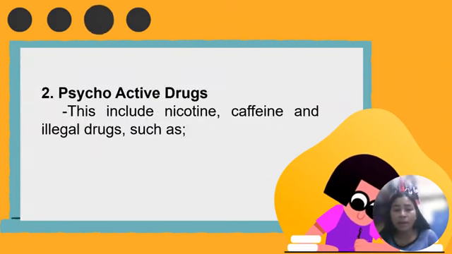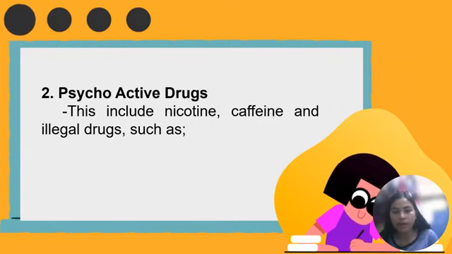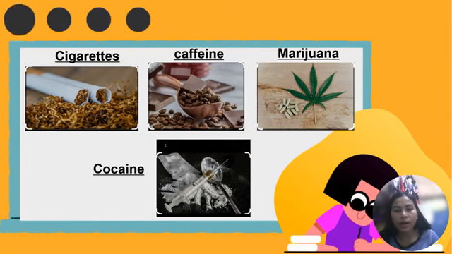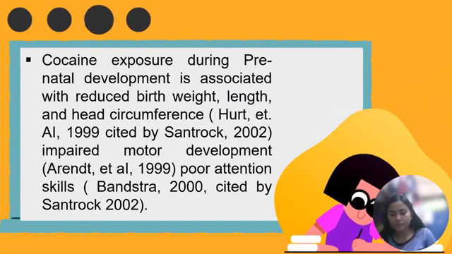Number two, the psychoactive drugs. These include nicotine, caffeine, and illegal drugs, such as cigarettes, caffeine, marijuana, and cocaine. So cocaine exposure during prenatal development is associated with reduced birth weight, length, and head circumference by Hurt et al. in 1999, cited by Santrock in 2002.